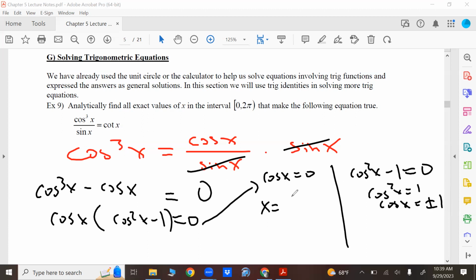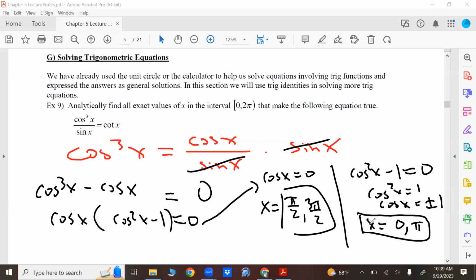So that would be where, at pi over 2 and 3 pi over 2? Yeah. And that would be at 0 and pi. But then the sine, sine's on the bottom. Wait, did I make a mistake? No, so that works, but then sine can't be on the bottom. Oh, right, yes. No, you're correct.